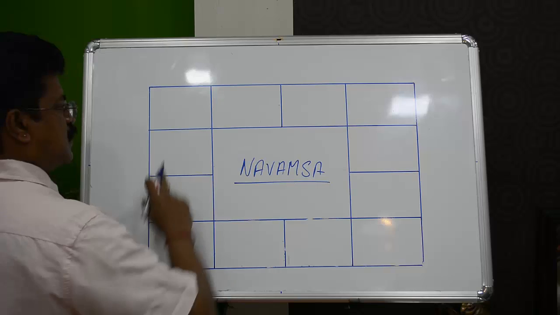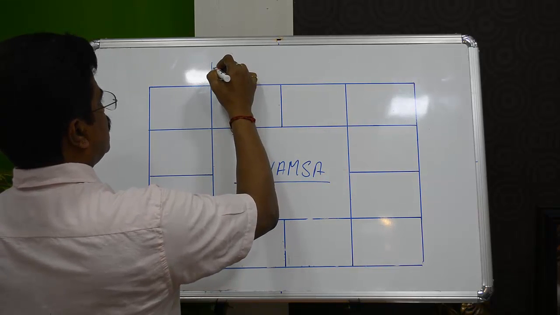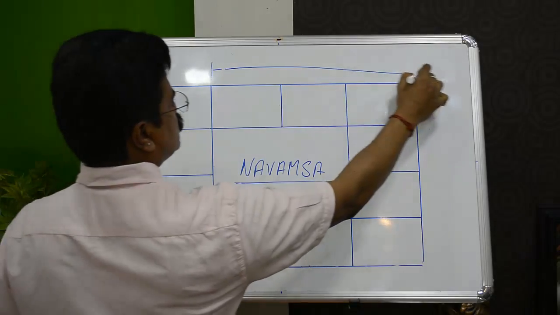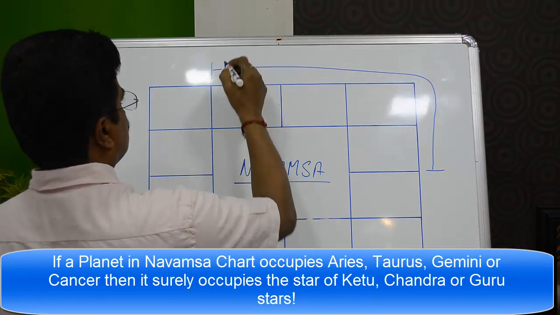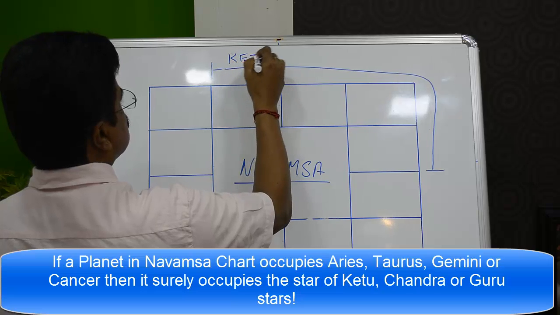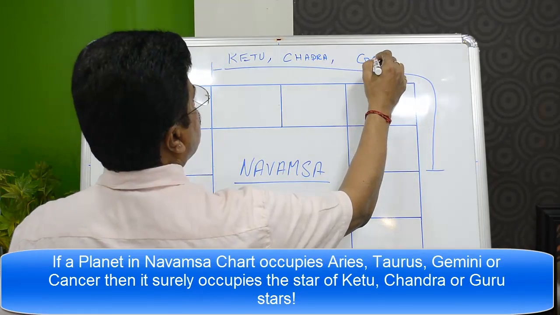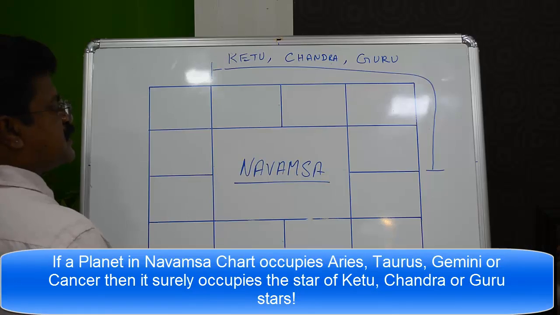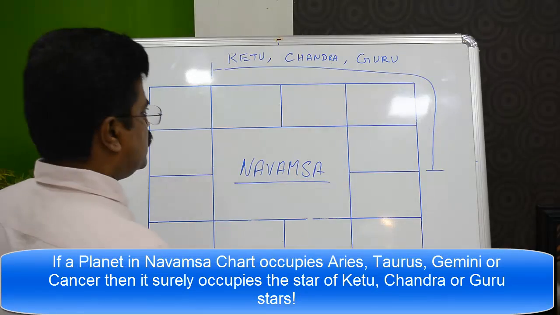So let's get started. Assume this is your Navamsa chart. If you have any planet from here onwards to this place in your Navamsa, then the particular star can only be in Ketu stars, or it can be in Chandra stars, or it can be in Guru stars. To follow this lesson properly, you need to know the star map of the zodiac, which in case you don't know, don't worry about it, I am going to do it in another video.